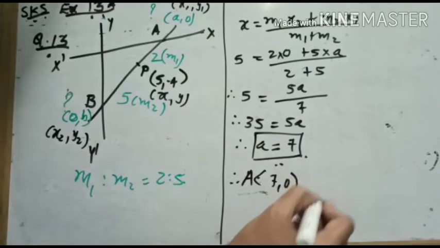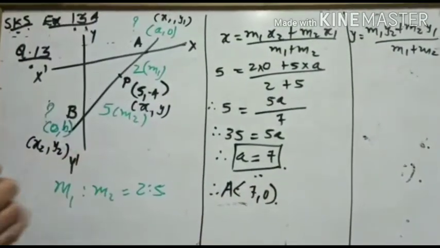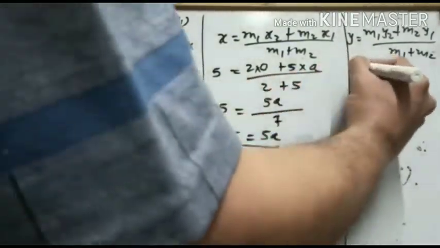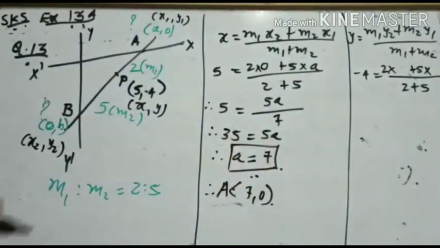Therefore the coordinates of point A, the x coordinate of A, will be very simple to calculate, 7 comma 0. Now if I want to calculate y, I am going to apply the same formula but in terms of y. m1 y2 plus m2 y1 whole divided by m1 plus m2. Here the y value is negative 4. This will be 2 plus 5 because m1 we have taken as 2. So 2 into, plus 5 into y2. y2 here we know as b and y1 we know here as 0.